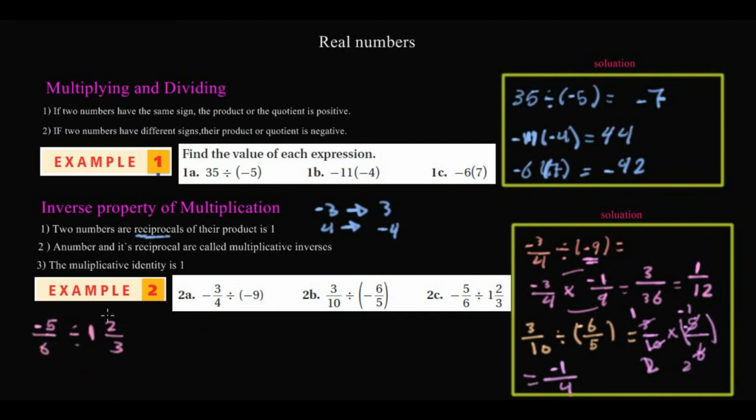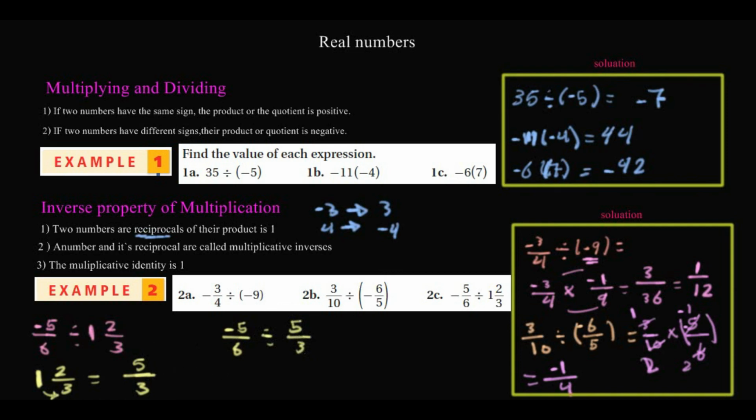To solve this question, I first have to convert the mixed number into an improper fraction. To convert 1 and 2 over 3 to a fraction, I write a denominator equal to 3 and multiply 1 by 3, which is 3, and after that plus 2, which is 5. So 1 and 2 over 3 is equal to 5 divided by 3. Now I write my expression like that: negative 5 divided by 6, divided by 5 over 3.